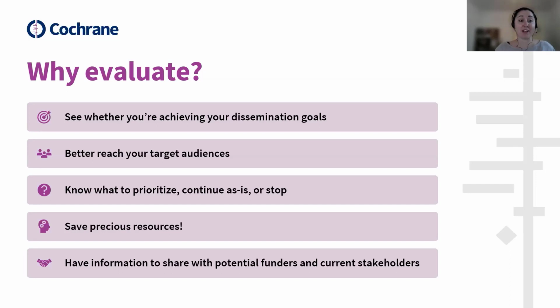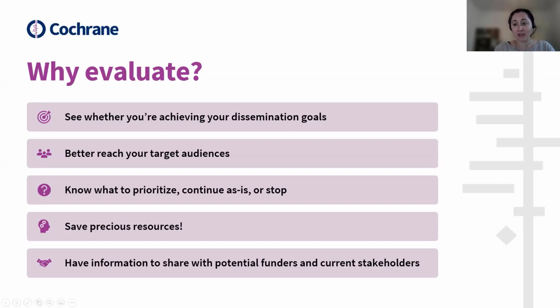Otherwise, it would be wise probably to switch up what you're doing to something different. Another reason to evaluate is to better reach your target audiences. And I think we all agree at this point that reaching our target audiences is one of the most important parts of dissemination. So by evaluating, you'll have a sense of how well you are doing that and what you might need to shift or change in order to better reach your audience.